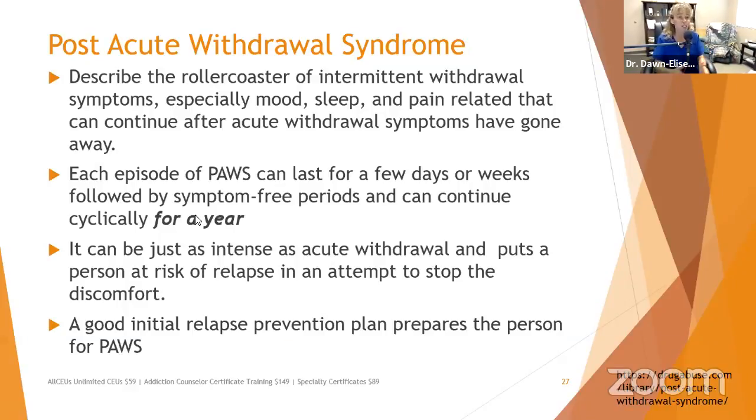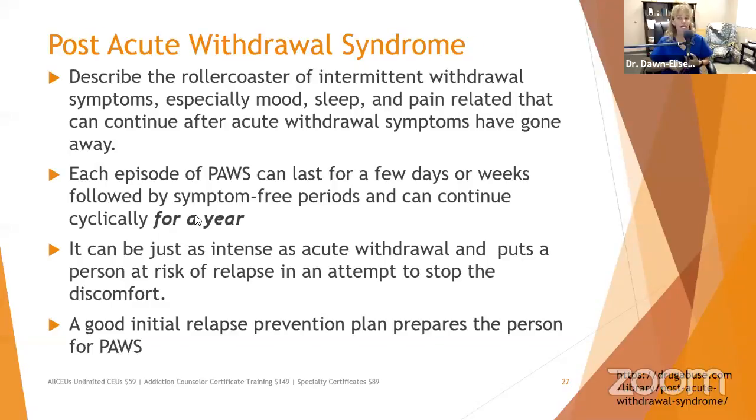So while the acute phase is gone, the drugs are not in their bloodstream anymore, the person may still have waxing and waning of these same symptoms. Each episode of post-acute withdrawal can last for a few days or a few weeks, followed by symptom-free periods, and can continue cyclically for a year. Okay? Remember that. That's probably going to be on your test. It can continue cyclically for a year.